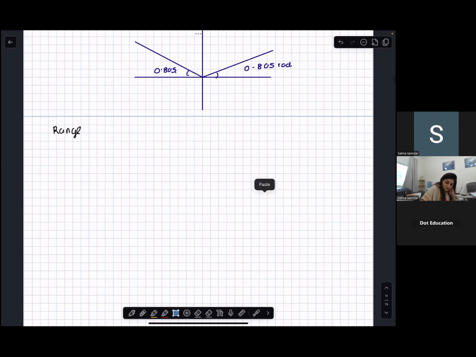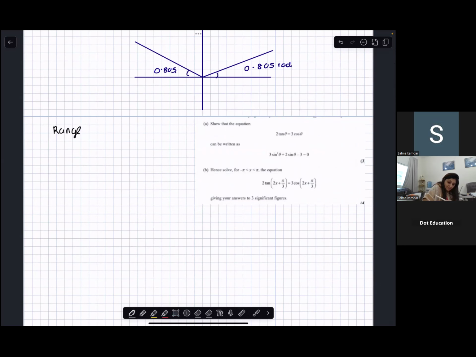Okay. So the range that was given to me in the question was minus pi to pi for x. Now tell me, can I possibly work with this range to find possible angles of this?